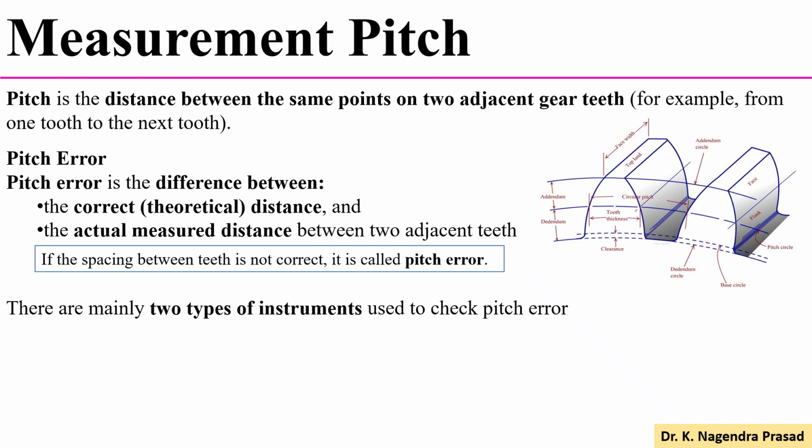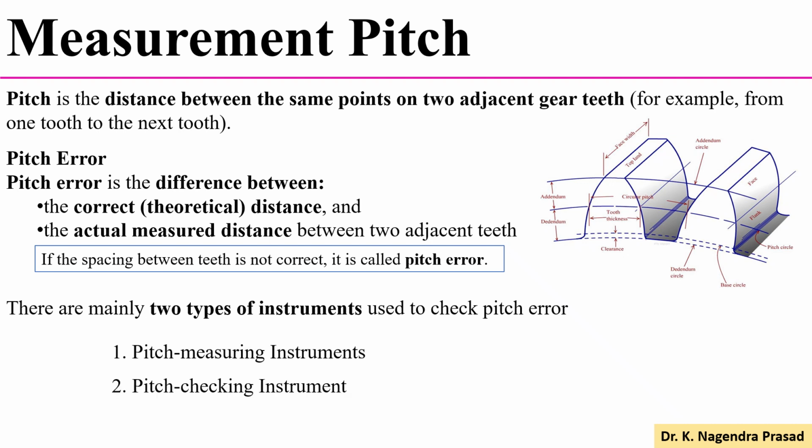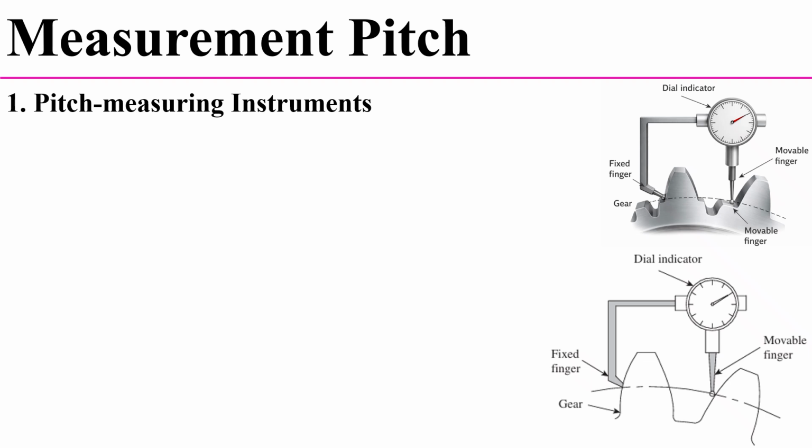There are mainly two types of instruments used to check pitch error. The first one is the pitch measuring instrument. The second one is the pitch checking instrument. First we will discuss the pitch measuring instrument.